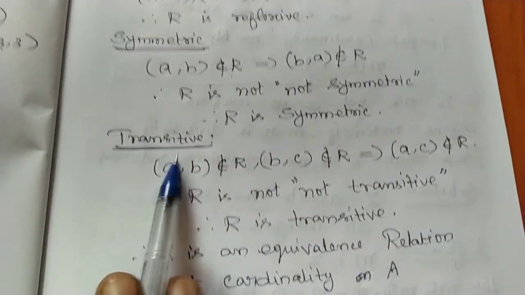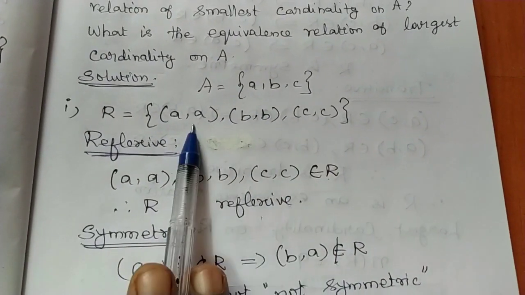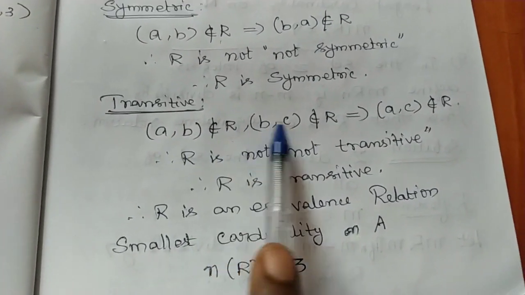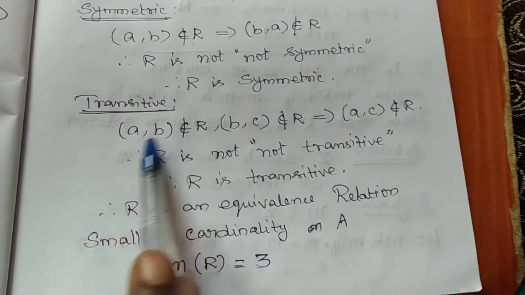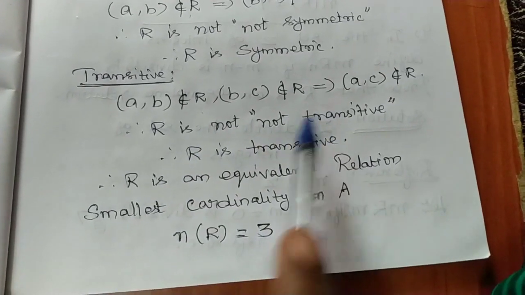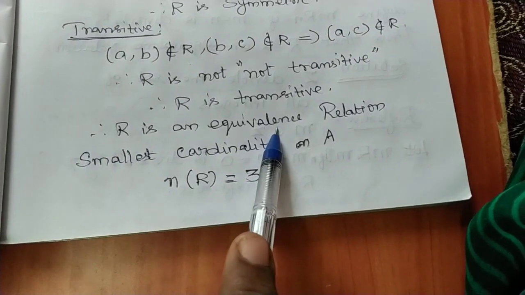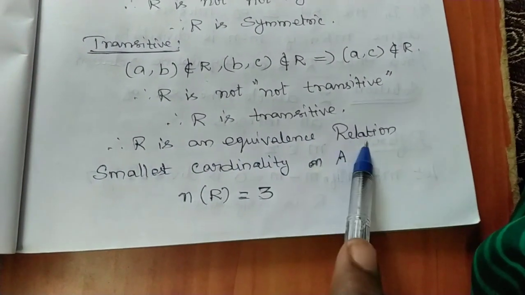Transitive also has no pairs. Okay, only 3 pairs, the reflexive pairs, are here, and the remaining pairs are not in R. (A, B) belongs to R, (B, C) also does not belong to R, (A, C) also does not belong to R. 3 pairs not in R, then R is not transitive, R is transitive. R is an equivalence relation. Reflexive, symmetric, transitive conditions satisfied, equivalence relation.